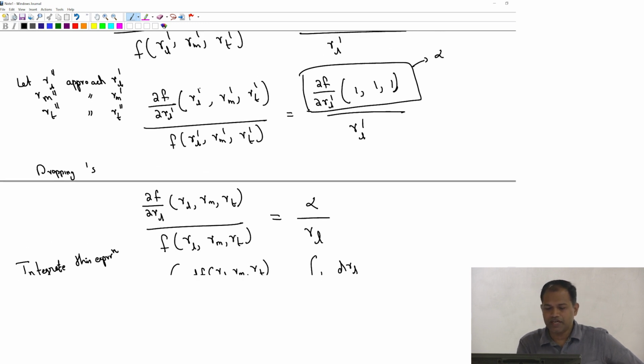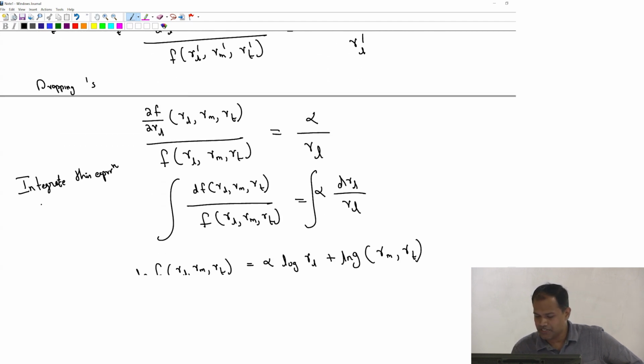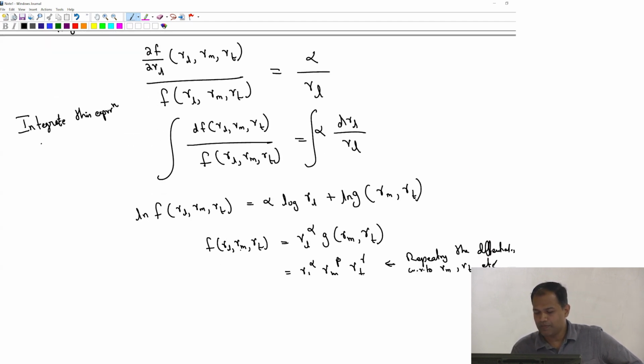This was my equation, right? Dou f by dou RL prime. So, the only variable that I have is RL prime. So, I just drop that R primes, or you could just continue writing everything and you will end up with an expression saying that f of RL prime, Rm prime, RT prime is RL prime to the power alpha. So, there is no physical thing there.